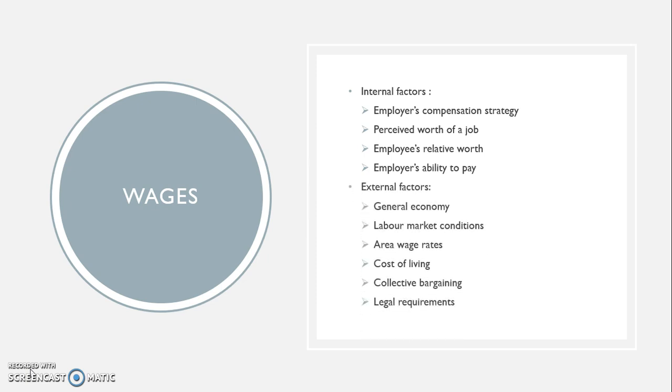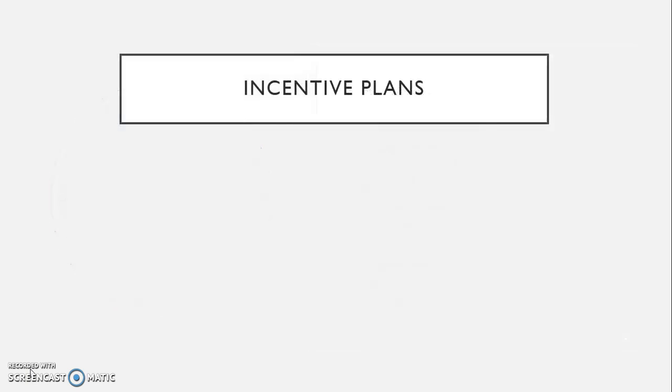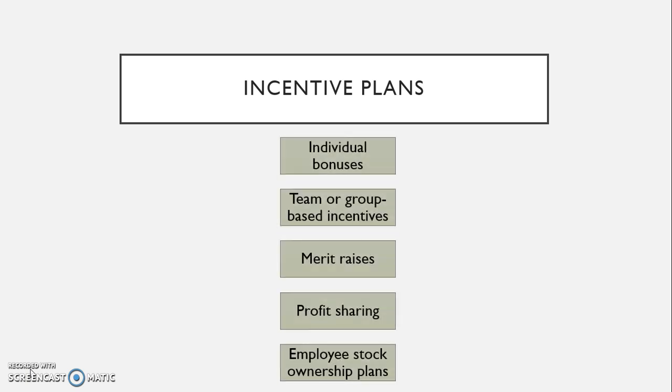External factors that determine wages are the general economy, the labor market conditions, the area wage rates, the cost of living, collective bargaining, and the legal requirements. In a company, there can also be incentive plans. These plans can consist of individual bonuses, team or group-based incentives, merit raises, profit sharing, and employee stock ownership plans.